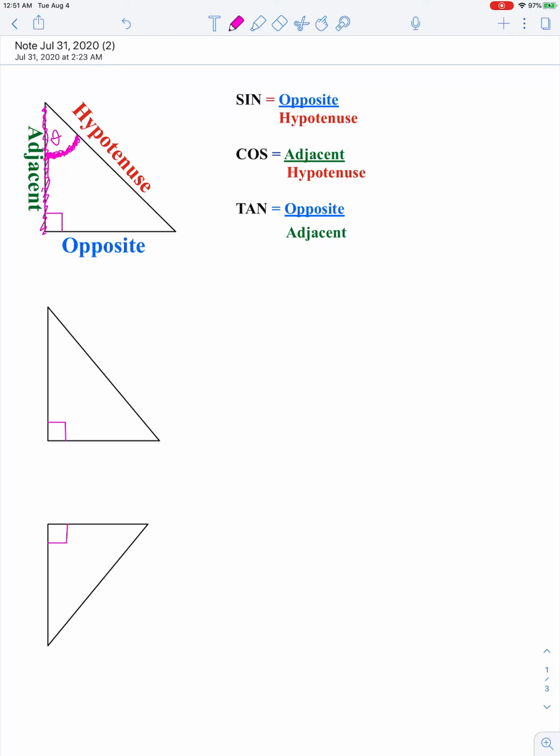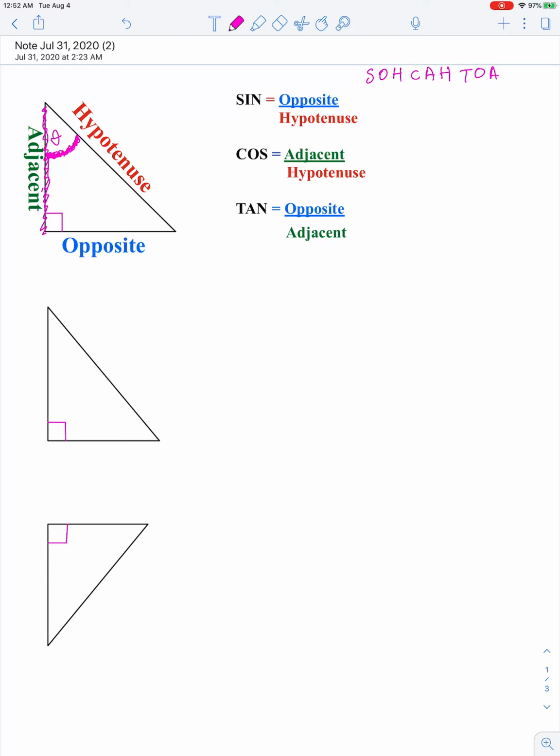Cosine of an angle is equal to adjacent over hypotenuse. And tan of an angle is equal to opposite over adjacent. How the kids remember this is by saying SOHCAHTOA. They always laugh at me when I say it, but whatever makes you happy, man. So it's SOH, S-O-H, for sine is equal to opposite over hypotenuse. CAH for cosine is equal to adjacent over hypotenuse. TOA for tan is equal to opposite over adjacent. SOHCAHTOA. If you could remember that, you're good.